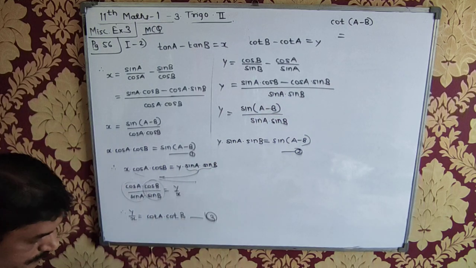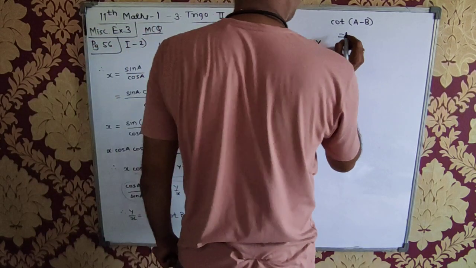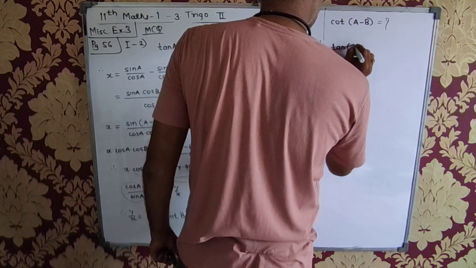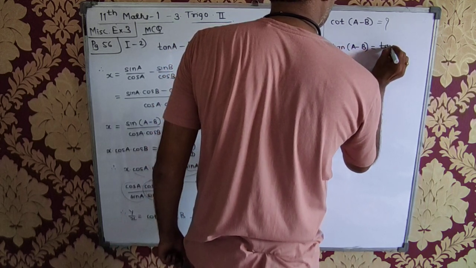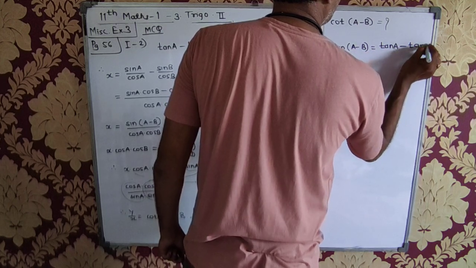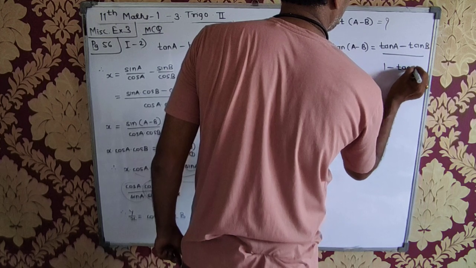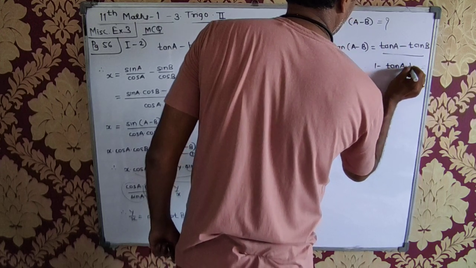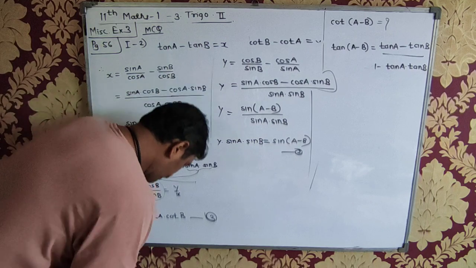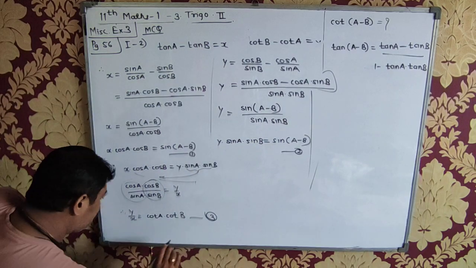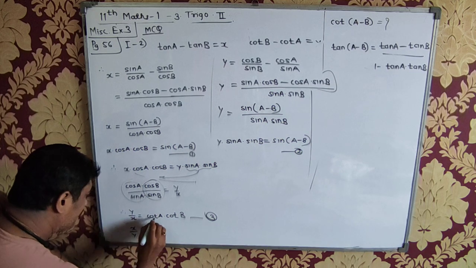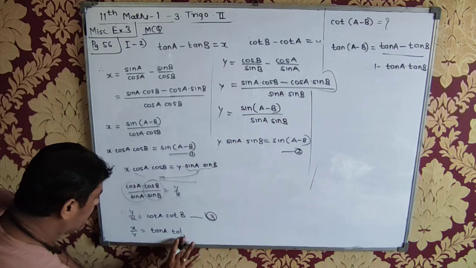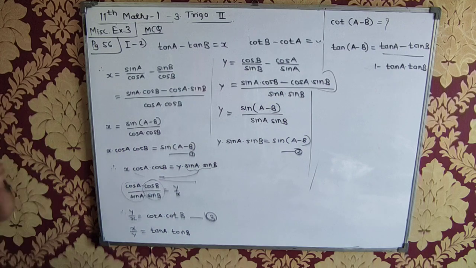This is equation number 3, right? Now I want this cot of A minus B. You first tell me, what is tan of A minus B? It is equal to tan A minus tan B upon 1 minus tan A into tan B. Right? If I take the reciprocal of this, is the reciprocal of x upon y the reciprocal of tan A tan B? Yes or no? Yes. So this is the equation.